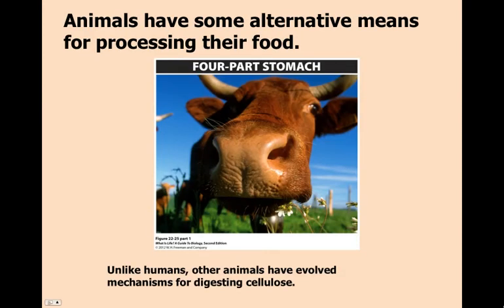Even though we can't break down fiber, for animals whose diets consist primarily of plants, a major component of the diet is fiber or cellulose. But most animals don't produce enzymes that can break apart the bonds in cellulose, so what do these animals do? Well, ruminant animals such as cows, bison, deer, goats, and sheep have evolved a complex 4-part stomach that allows them to digest plant matter with the aid of bacteria.